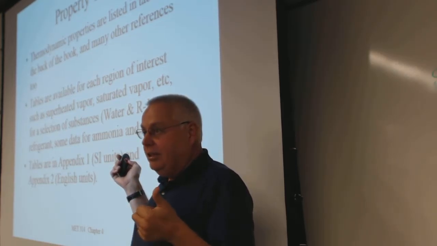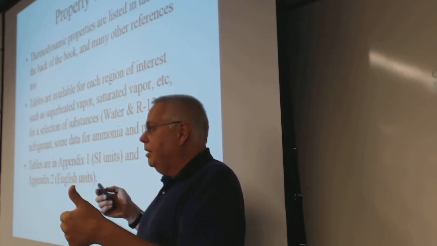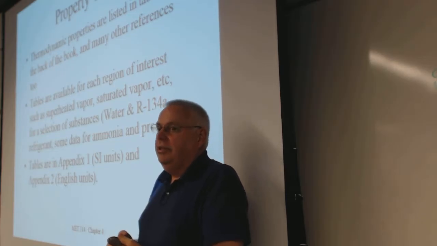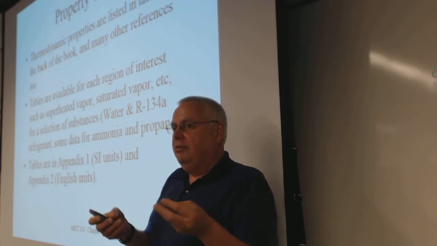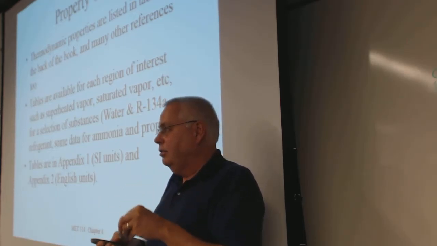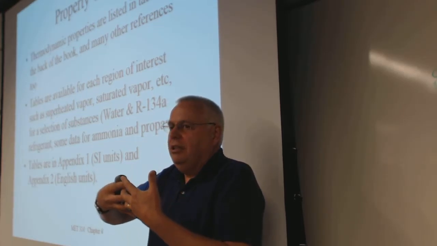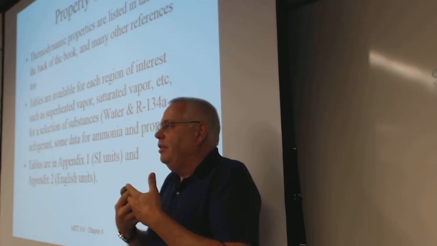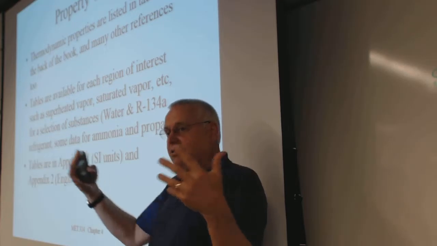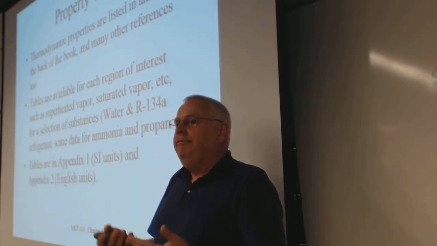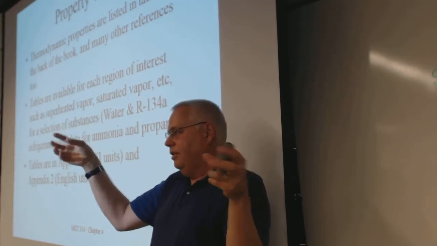We're going to be looking at Appendix 1 and Appendix 2. Appendix 1 is all about metric, kilograms and kilojoules. Appendix 2 is all the same data, but in terms of BTUs per pound mass, English units. They reproduce it. They're talking about the same thing, but in different numbers. It's like two different languages describing the same thing, two different systems of units. A BTU is a unit of energy, a kilojoule is a unit of energy. There are so many BTUs in a kilojoule or vice versa.